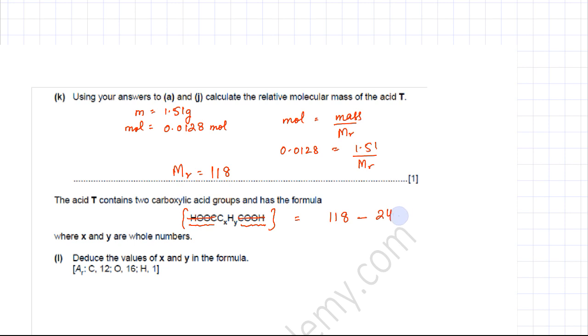There are 4 oxygens, so I need to subtract 4 times 16. 16 is the atomic mass of oxygen, and there would be 2 hydrogens as well. So basically I'm subtracting from 118. If I get rid of the 2 carboxylic acids, the combined Ar would be equal to 90. So removing that would give me 28, which means that the remaining CxHy is equal to 28.